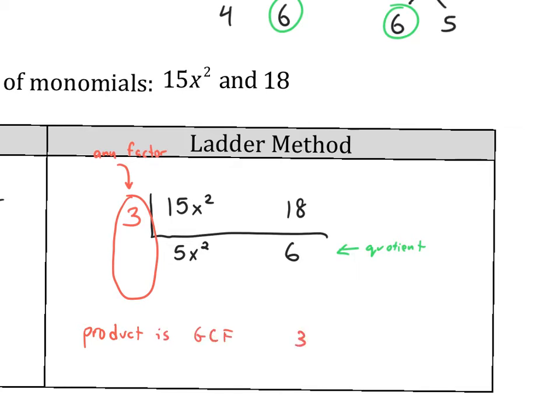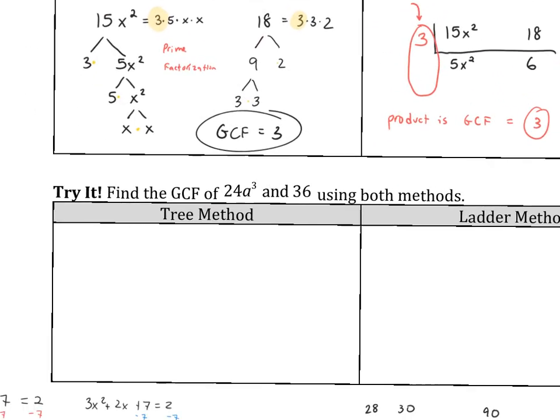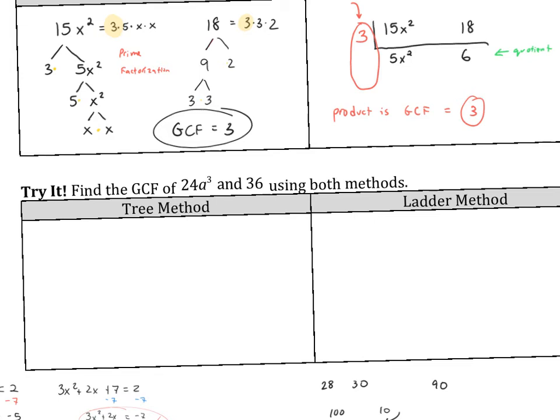So in this case, it's just 3, because 3 is not multiplying with anything else. I didn't pull anything else out of those two. Your turn. Please do both methods using the 24a cubed and the 36. Tree over here, ladder over there. Take a few moments and go.